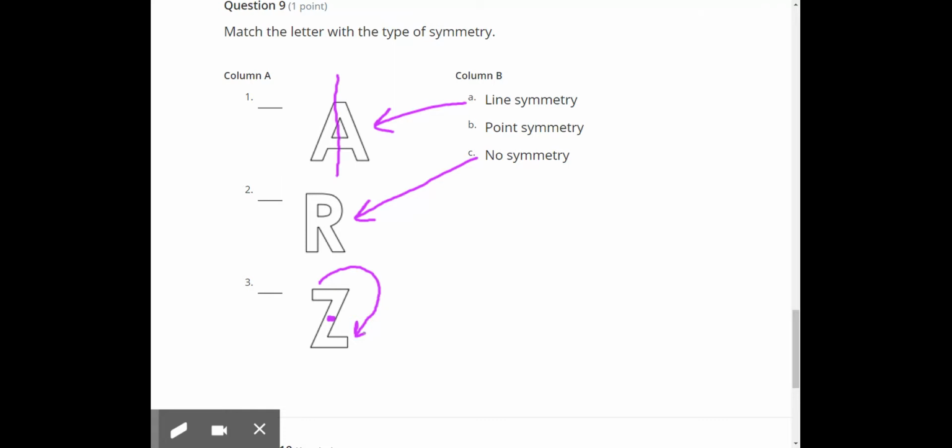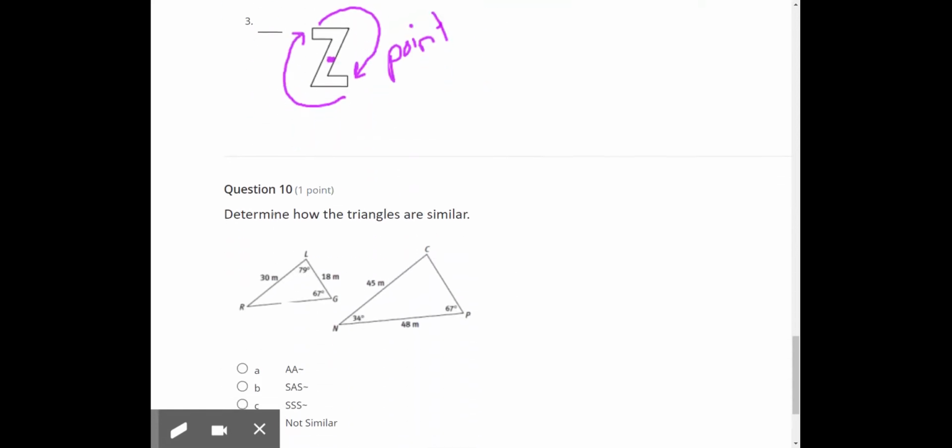If you don't believe me, draw a Z and literally rotate your paper. Or pick up your Chromebook and rotate your Chromebook. You can rotate it another 180 degrees and it'll be back on top of itself. That means it has point symmetry. Okay, point symmetry, line symmetry, no symmetry.